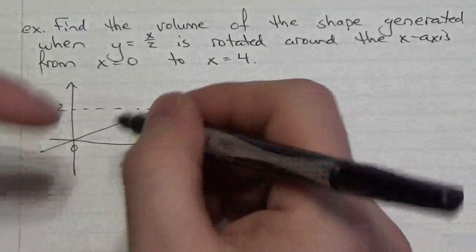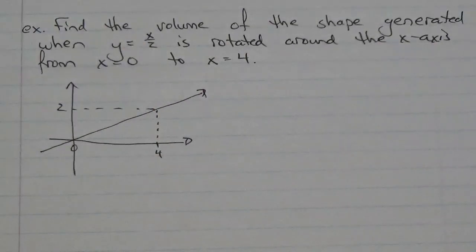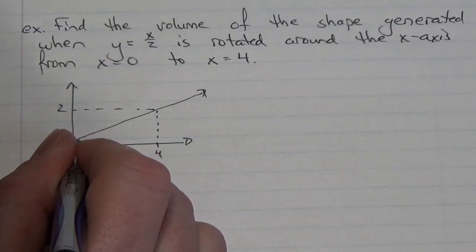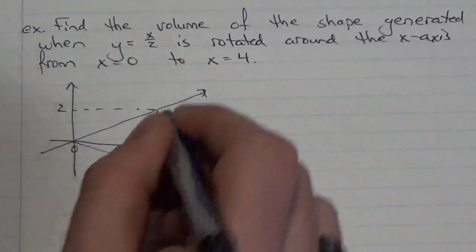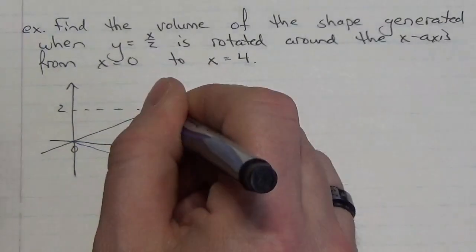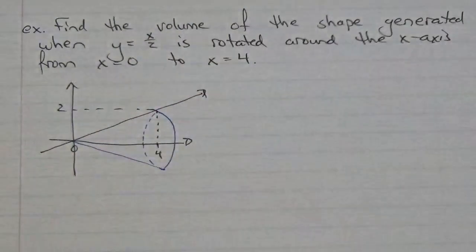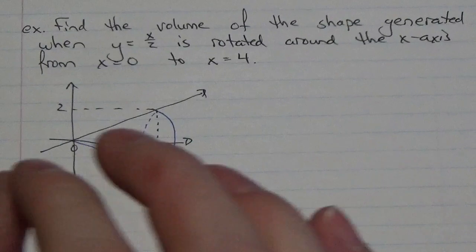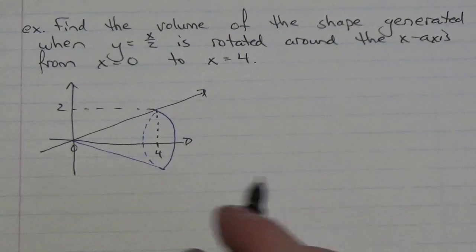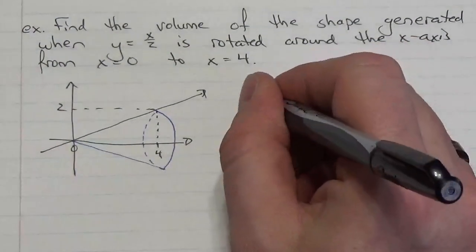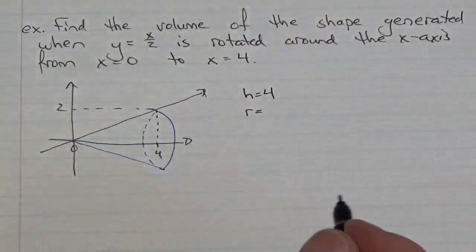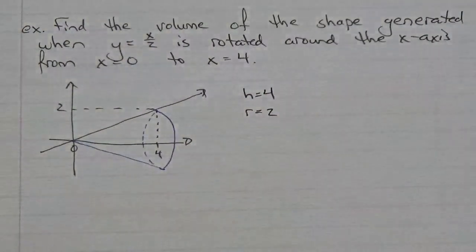And so when I rotate that around, what we're going to end up with here is a shape that's going to look something like that. So it's going to be a cone. Now I can figure out the volume of that cone without using calculus. I know that the height of my cone is going to be 4. And the radius at the base of that cone is going to be 2.